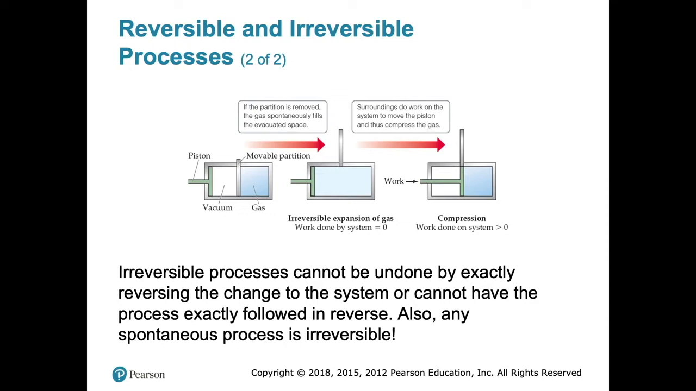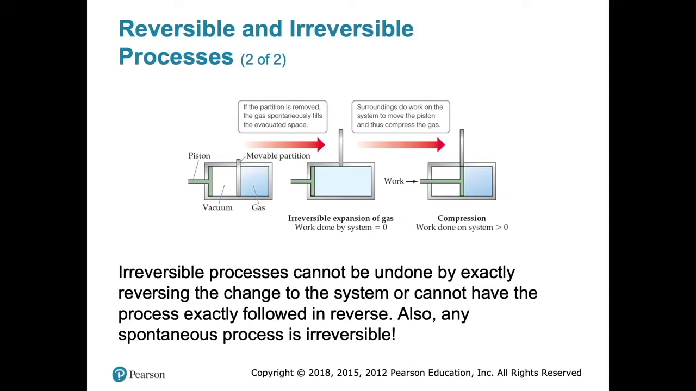The thing though is that if you try to put this partition back down, you can't make the gas go back to its normal space, right? This little separation right here. If you put that partition down again, it can't go back to the way it was before. So the only way you're going to get it back is to use this piston here and push the gas, which is called compression. Do work to get it back to where it was before.